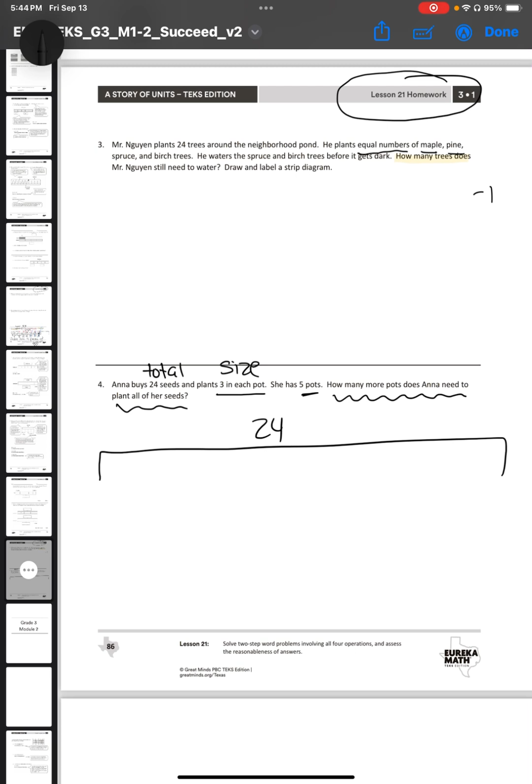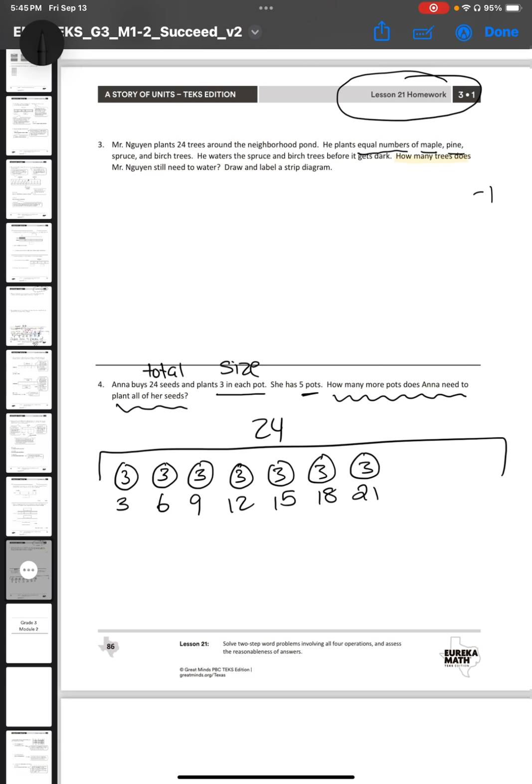There are 24 total seeds. There are 3 in a pot. There are 3 more in this pot. Well, we have 3 here. We have another 3. That's 6 total seeds. I'm going to keep a running count along the bottom until I get to my total of 24 seeds. Here's another pot of 3. That's 9 seeds. 12, 15, 18, 21, 24. And I'll stop there because that's how many we needed.